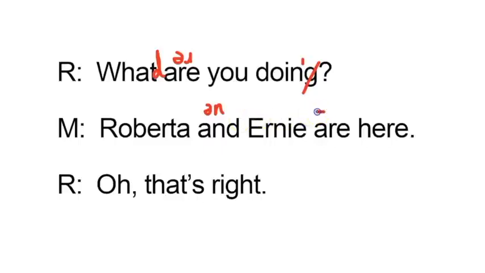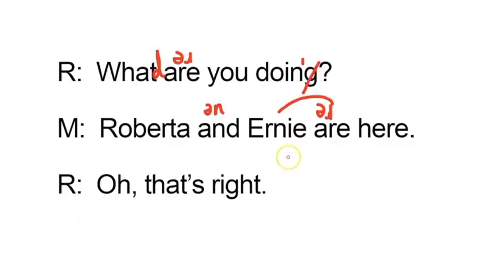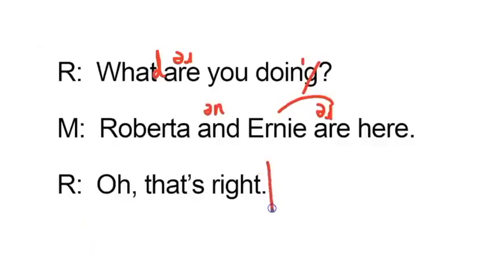Again, R reduced to the schwa R sound, Ernier. Roberta and Ernie are here. Oh, that's right. How is the T pronounced in right? Oh, that's right. It was a stop T. So we make a stop T unreleased when the next sound is a consonant or at the end of a sentence or thought. Oh, that's right.